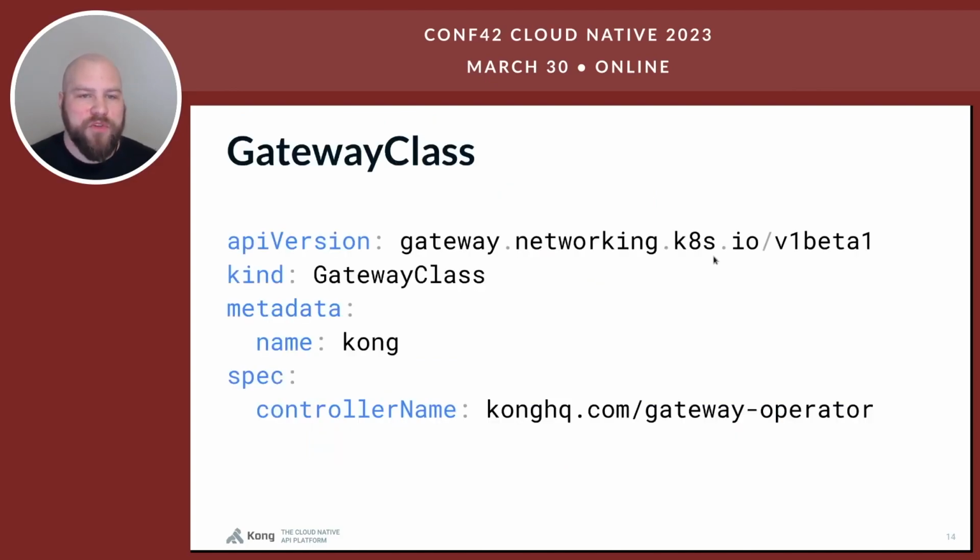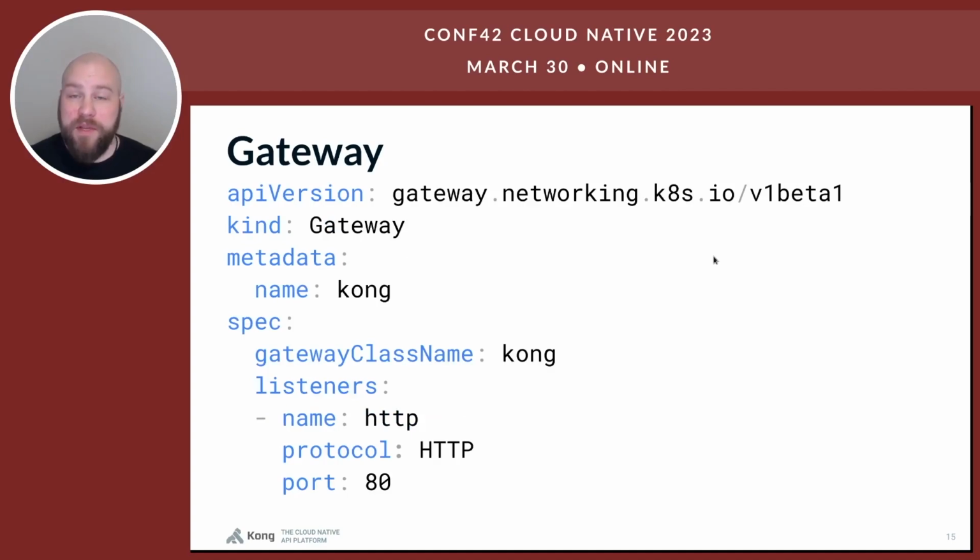Just a brief overview, just to take a look at what these look like. Gateway class is very straightforward. There's a controller name, and it basically says this is the controller that's responsible for this and the things attached to it. Gateway can be as simple or as complex as you like, but one of the main things that it's comprised of are listeners, which in this case we only have a basic HTTP listener, and then the gateway class name attaching it to its gateway class and saying this is the controller that is responsible for me.